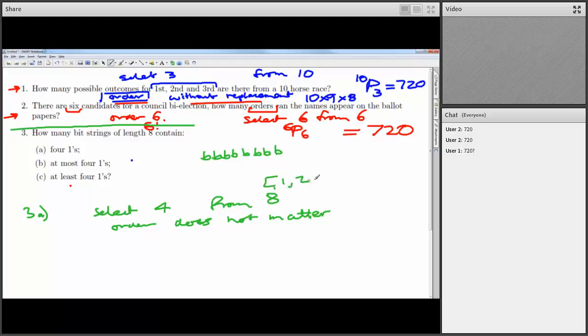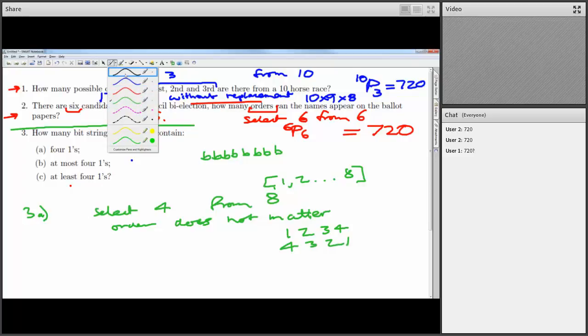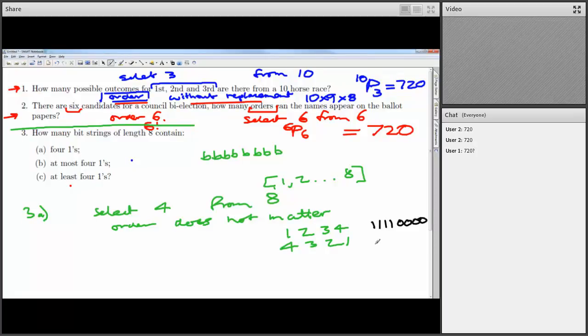So 1, 2, up to 8. And if I picked positions, for example, 1, 2, 3, 4, or if I picked 4, 3, 2, 1, the corresponding string you'd get would be, well, I'm picking the ones. So positions 1, 2, 3, 4 are all ones. The rest must be zeros. If I pick 4, 3, 2, 1, I'll get 1, 1, 1, 1, and a bunch of zeros. So although I pick the positions in different orders, you get the same string, so there's no difference. So that's why order doesn't matter in that sense.